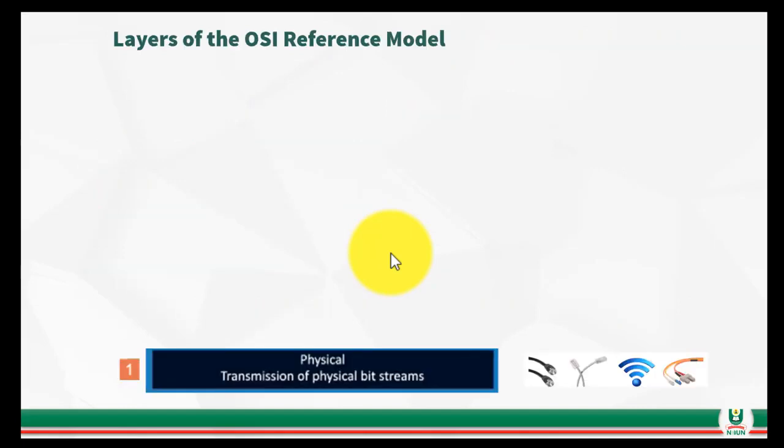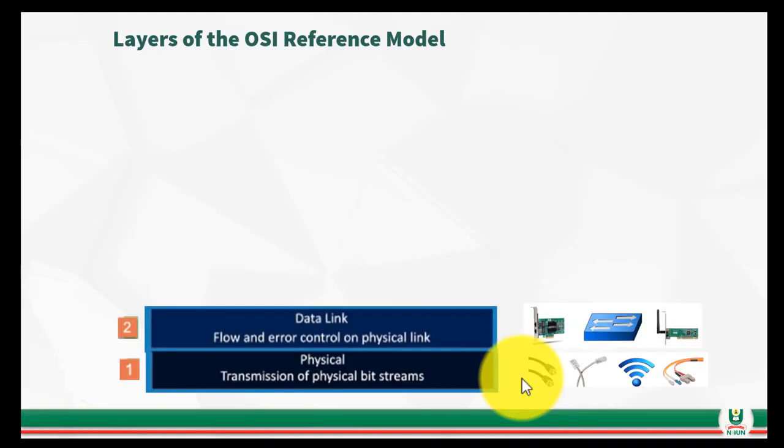You have layer 1, which is the physical layer. Layer 1 handles transmission of data using bits and streams. In layer 1, you have devices like the cables that we see here. It allows data to be transmitted using physical bits and streams, the 1 and the 0. So this is the lowest level of the OSI model, the physical layer. Now the next layer is the data link layer, which is called layer 2. This layer handles flow and error control on the physical link.